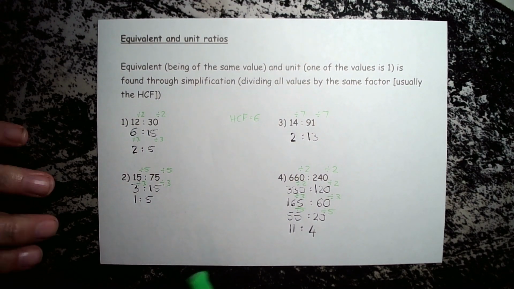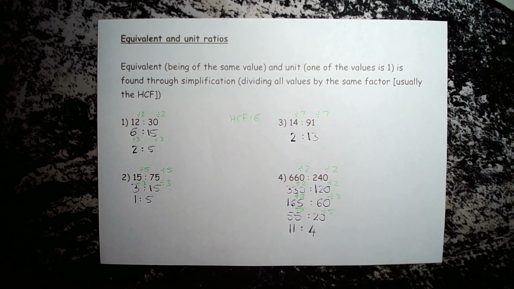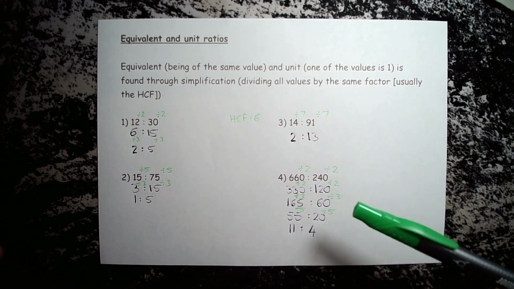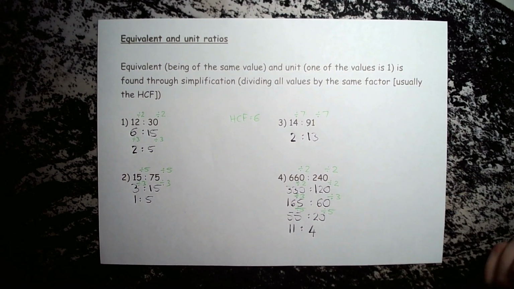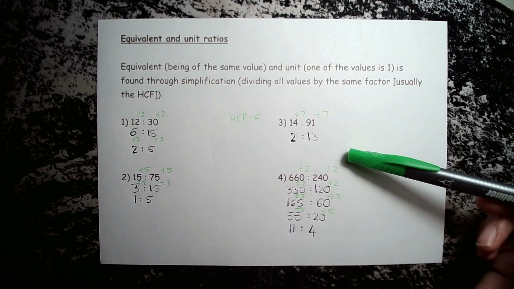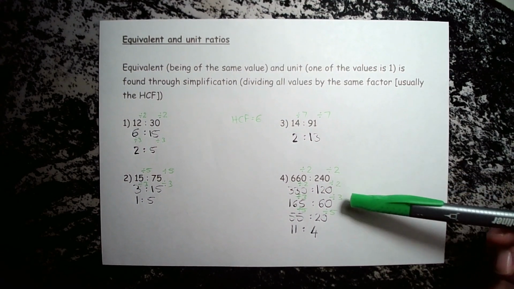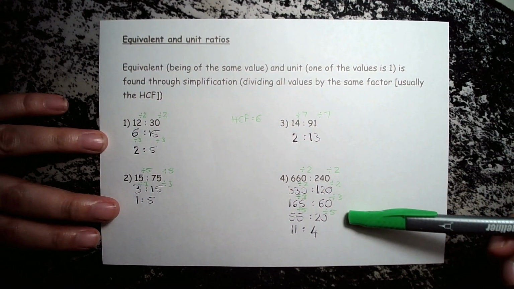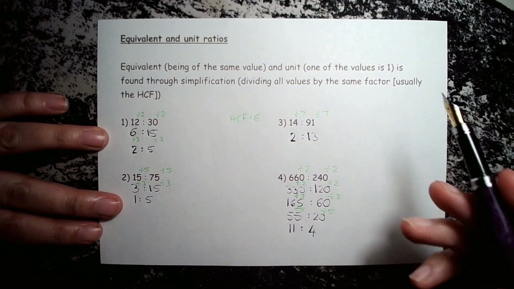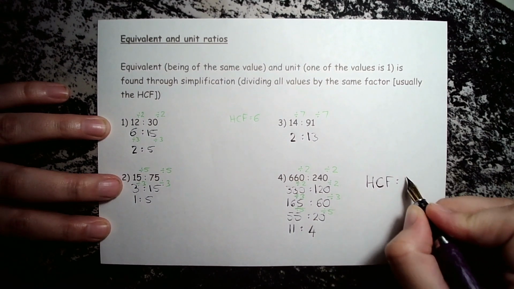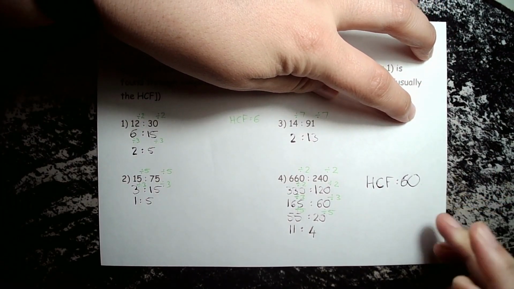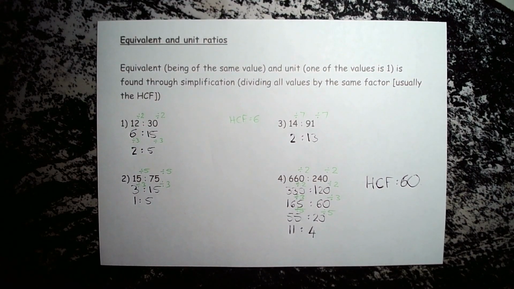How do you translate all of these values into your highest common factor? We have divided by 2, and another 2, and a 3, and a 5. If we take 2 times 2 times 3 times 5, that is how we would get our highest common factor. So our highest common factor is 60. And that is how you would get your highest common factor as well as your answer.